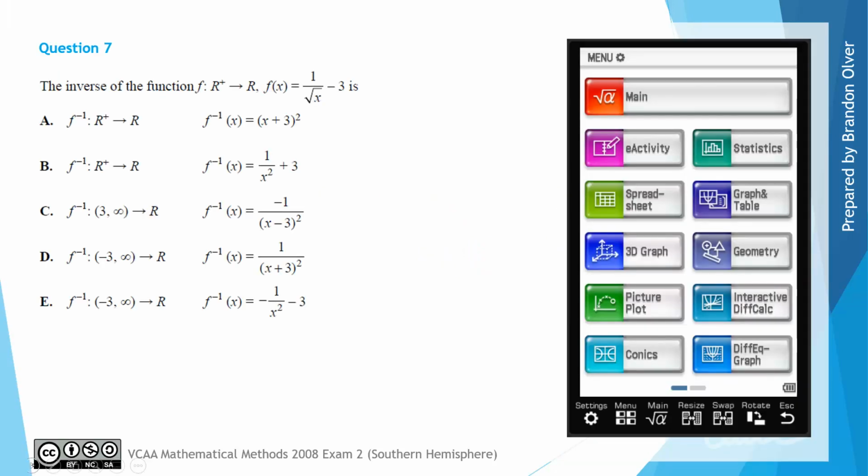So for question 7, it says the inverse of the function f with a domain of real positives for the rule f of x equals 1 on the square root of x minus 3 is one of the following options. To find the inverse of a function, we swap x and y. So f of x would be y equals, and therefore we get x equals 1 on the square root of y minus 3.